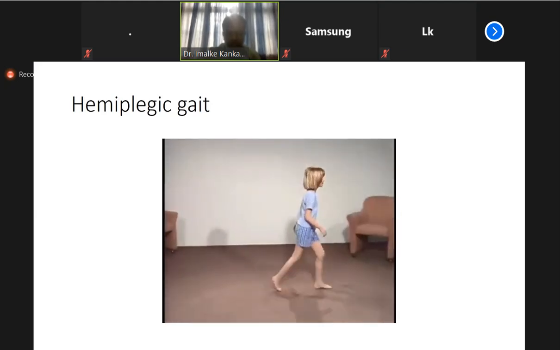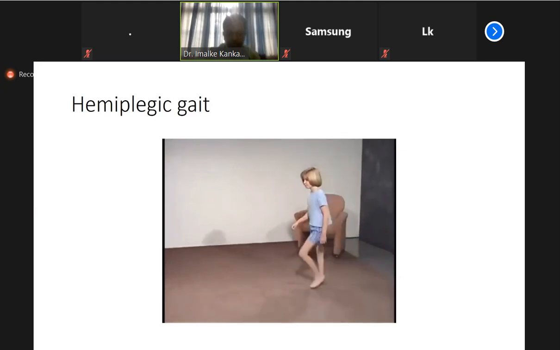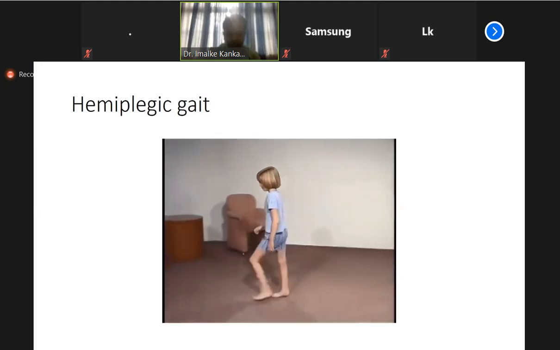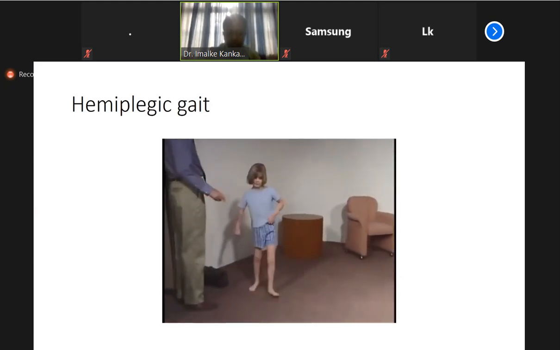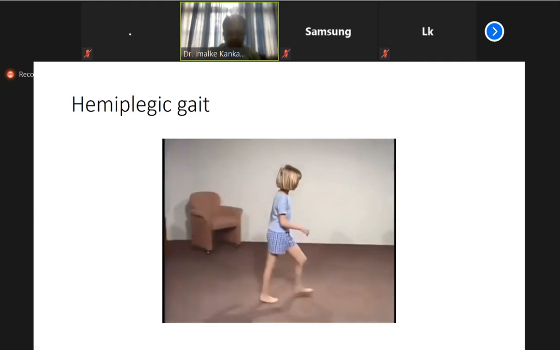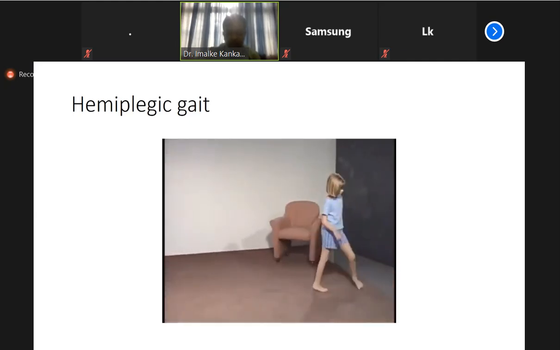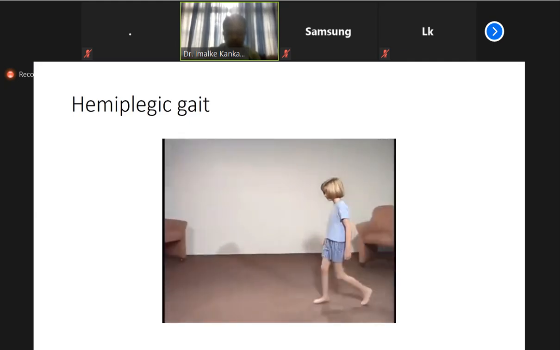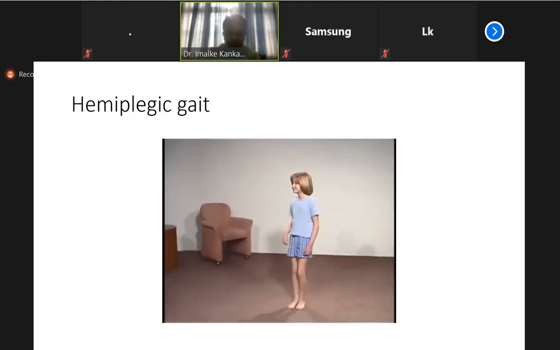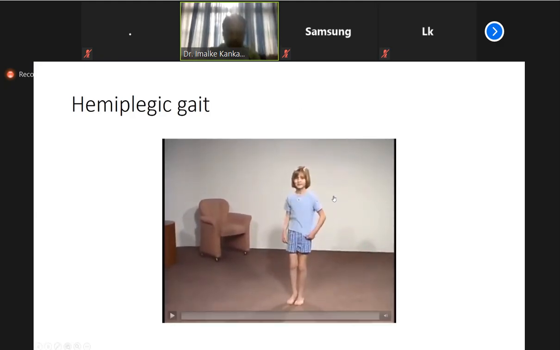You can see circumduction gait of the right side, and the right side arm swinging is low, and then she uses the left hand more than the right hand, right? So that's hemiplegic gait.